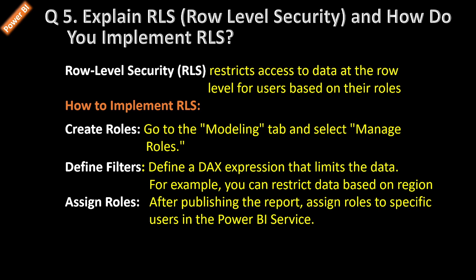Question number 5. Explain RLS, Row Level Security, and how do you implement RLS? Row level security (RLS) restricts access to data at the row level for users based on their roles. How to implement RLS? Create roles, go to the Modeling tab and select Manage Roles. Define filters. Define a DAX expression that limits the data. For example, you can restrict data based on region. Assign roles. After publishing the report, assign roles to specific users in the Power BI service.